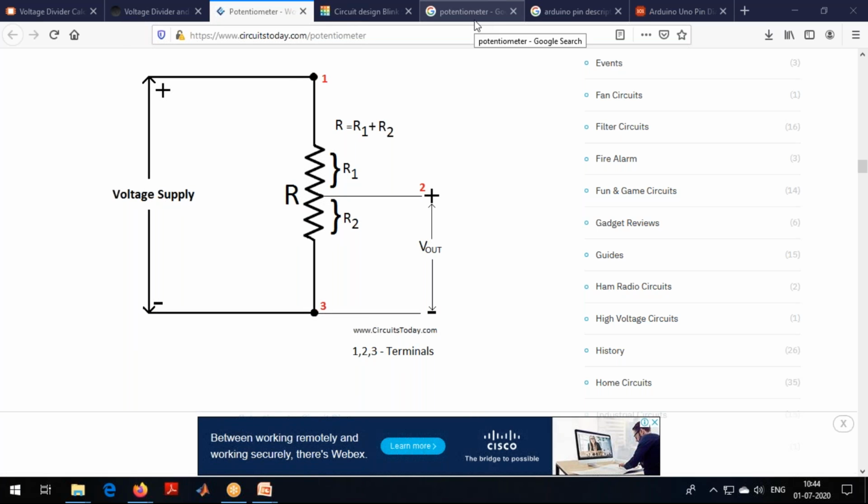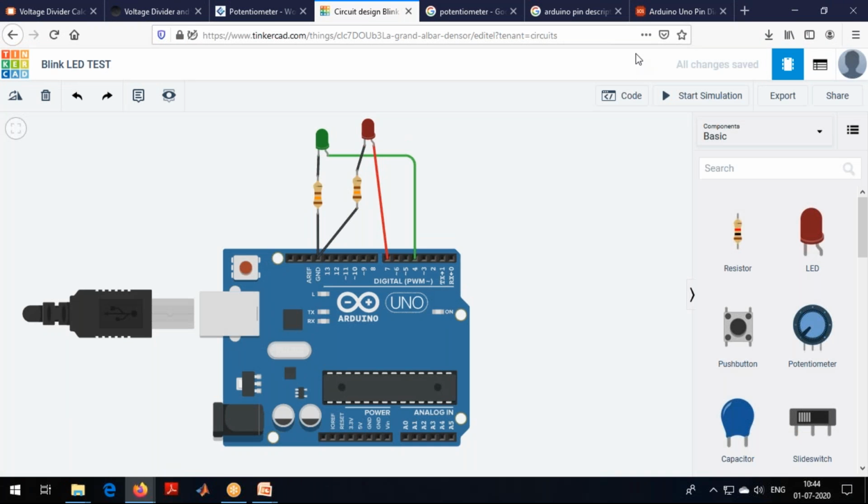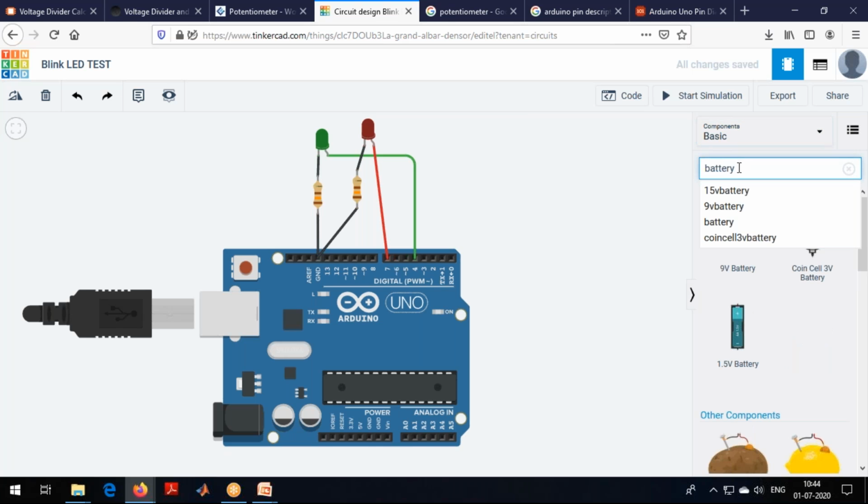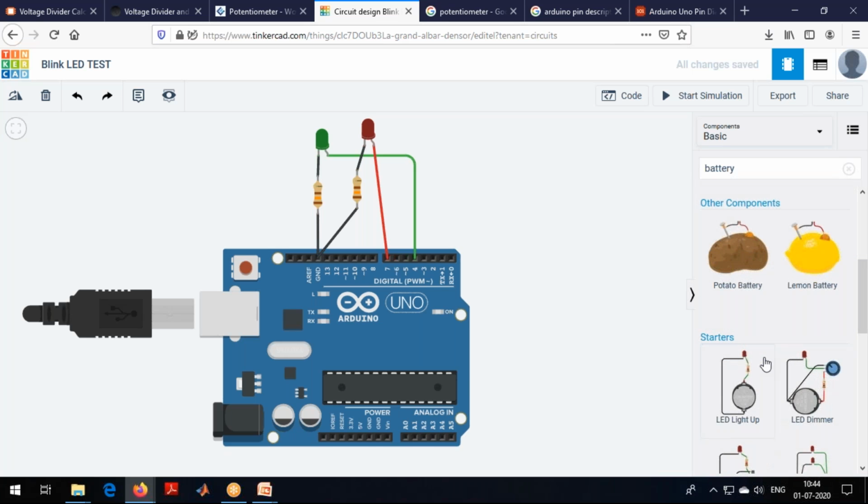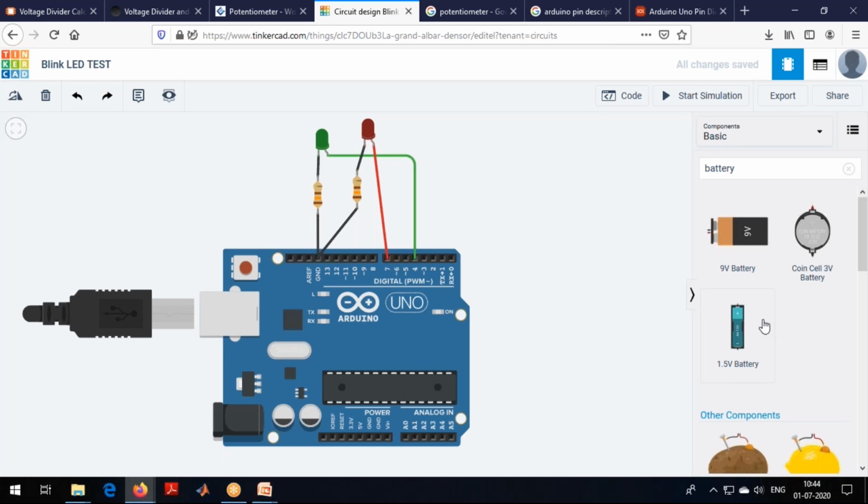If I go back to Tinkercad, let's type here battery. What are the things I am getting? 9 volts, 3 volts, and 1.5 volts. If I want 6 volts, what will you do? I have only a 9 volts battery, I need a 6 volts battery. How will you get it? Then I can go with potentiometer.